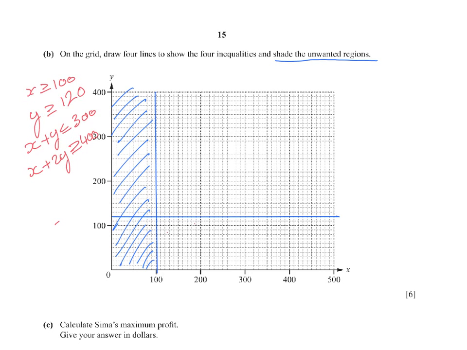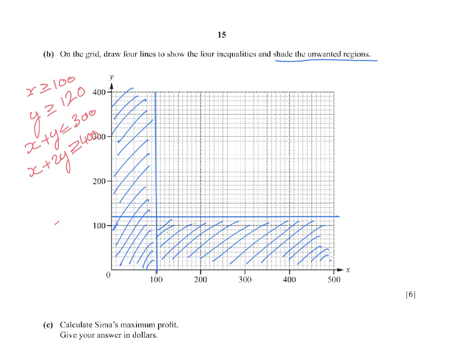Yeah, the horizontal line where y is 120. Okay, that's better. We're interested in bigger or equal, so we shade the unwanted region, which is then smaller. So a part of it is already shaded, and this is the rest you shade. Okay, next one, x plus y smaller or equal to 300.